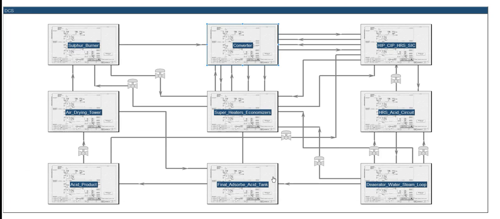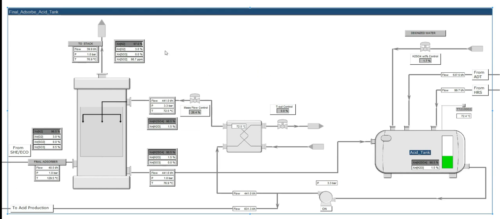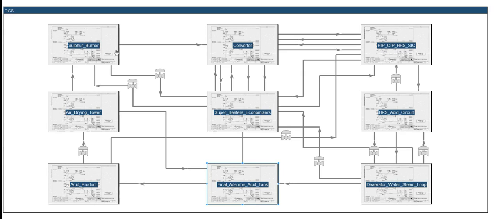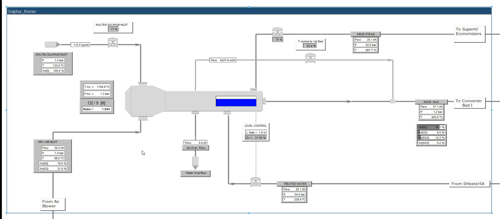Let's go to the final absorber PNID, and if we take a look at the composition of the stream going to the stack, we can observe that there is 3% of oxygen going to the stack, which is just about right. So let's go to the sulfur burner PNID and increase the incoming sulfur level and observe what will happen.